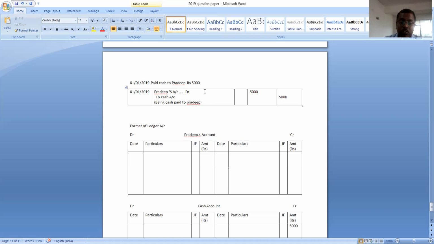Now we should transfer this journal entry to ledger account. This particular process is called what? It is called posting. So let us post this particular journal entry to ledger.